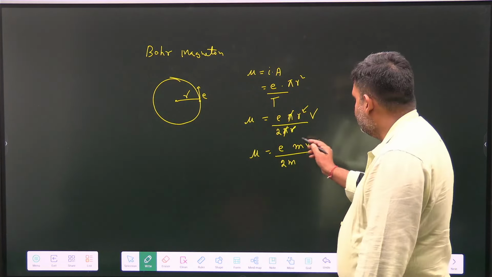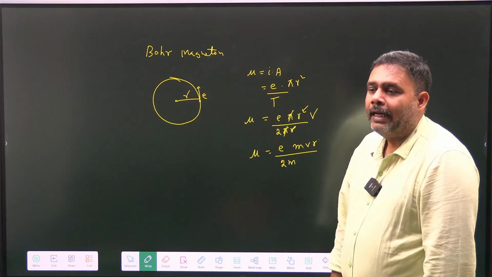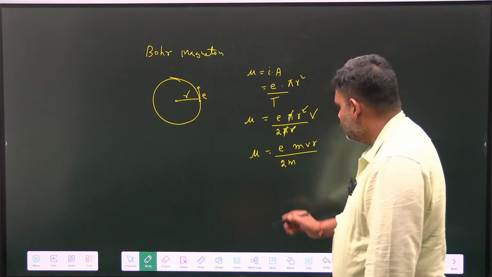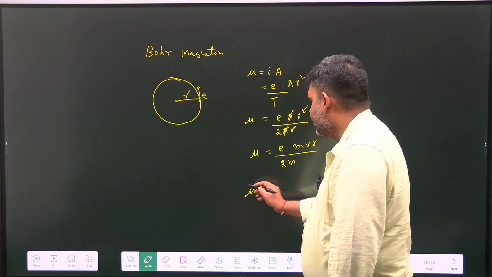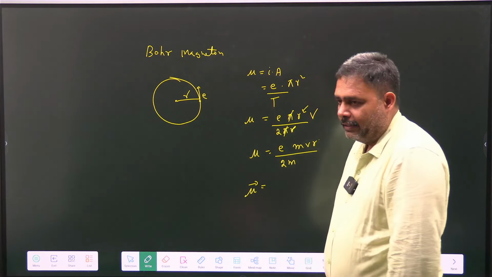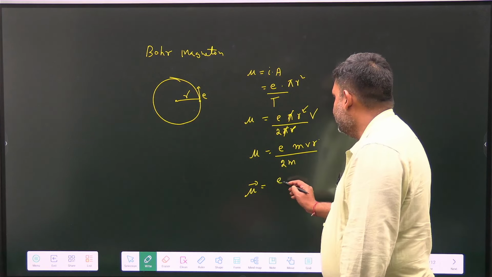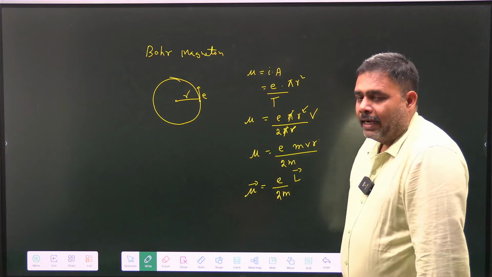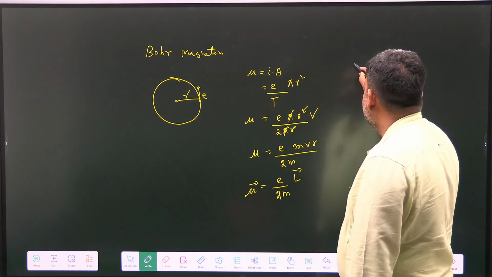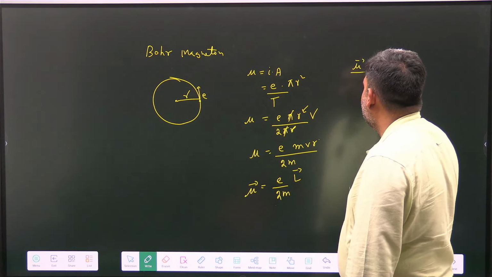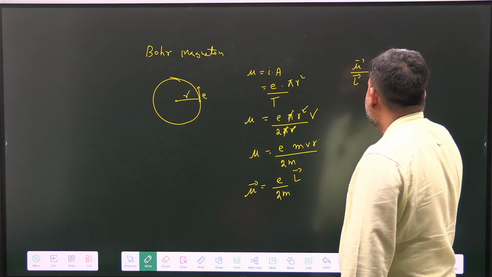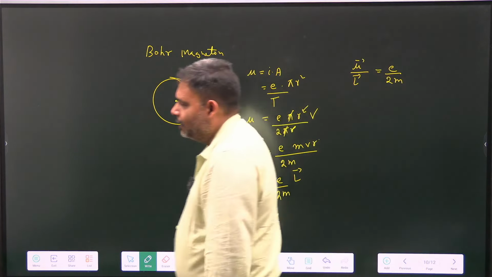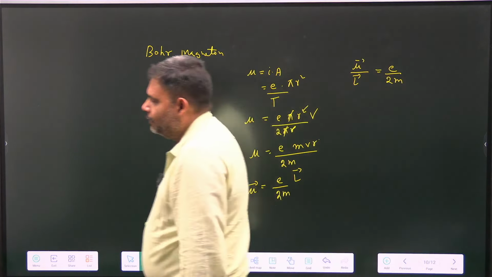Agreed? And this m v r is nothing but the angular momentum, which is a vector quantity. So I can write the magnetic moment is equal to e upon 2m times L. And the beautiful part is that the magnetic moment divided by L is one particular constant, whose value is e upon 2m. Agreed?